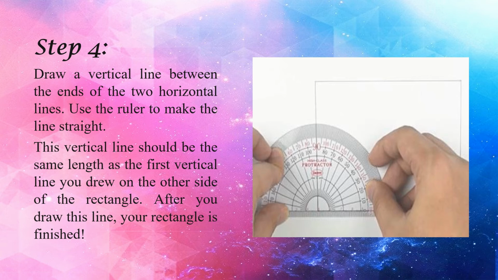Step 4. Draw a vertical line between the ends of the two horizontal lines. Use the ruler to make the line straight. This vertical line should be the same length as the first vertical line you drew on the other side of the rectangle. After you draw this line, your rectangle is finished.